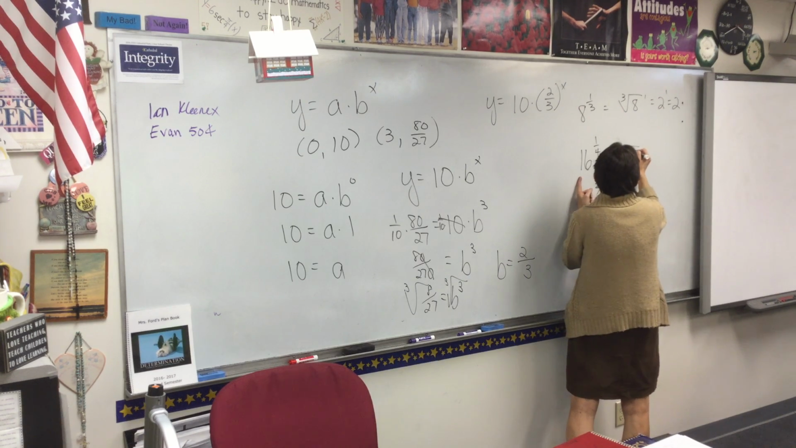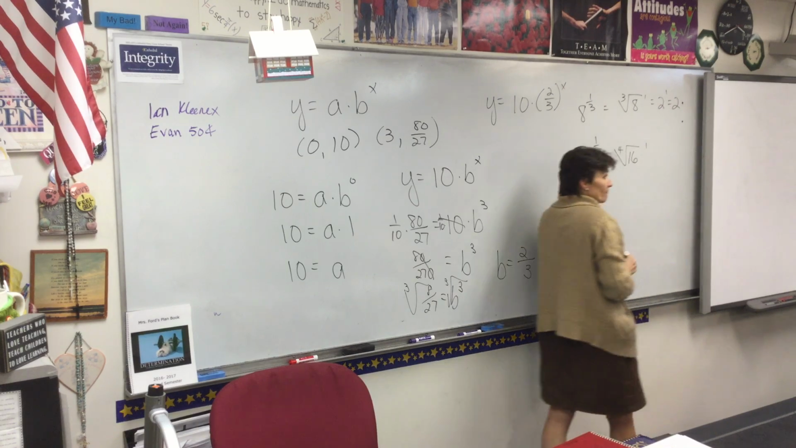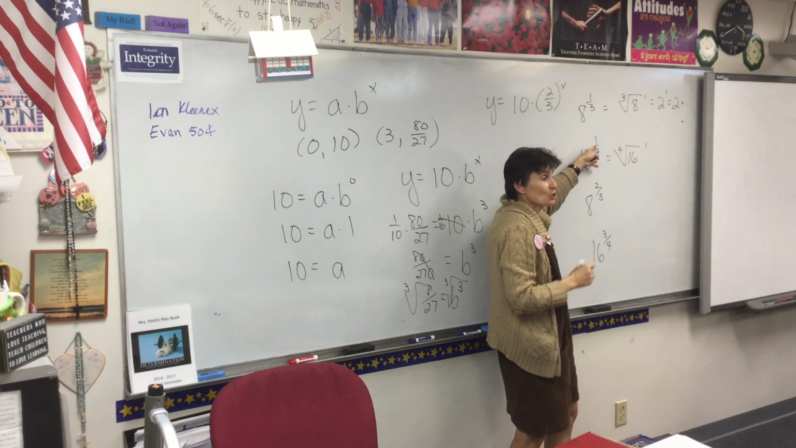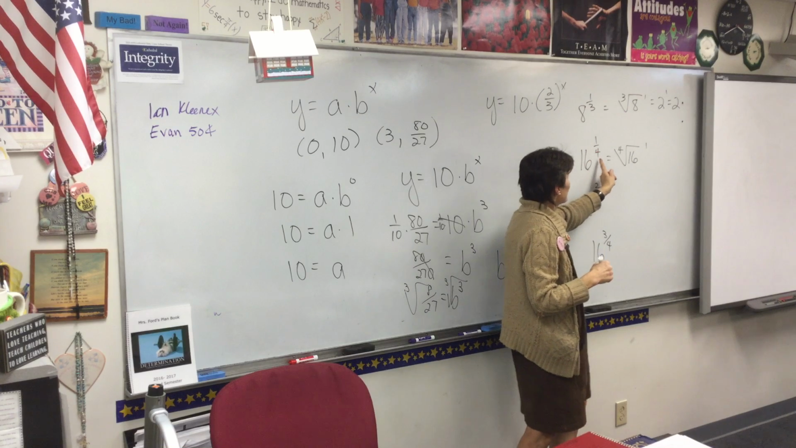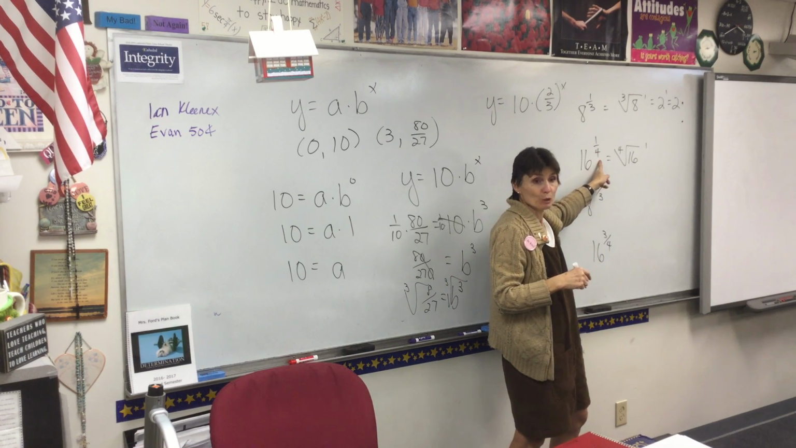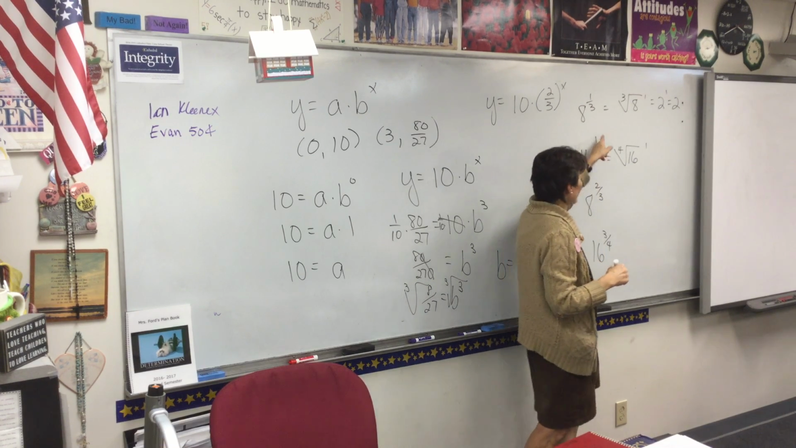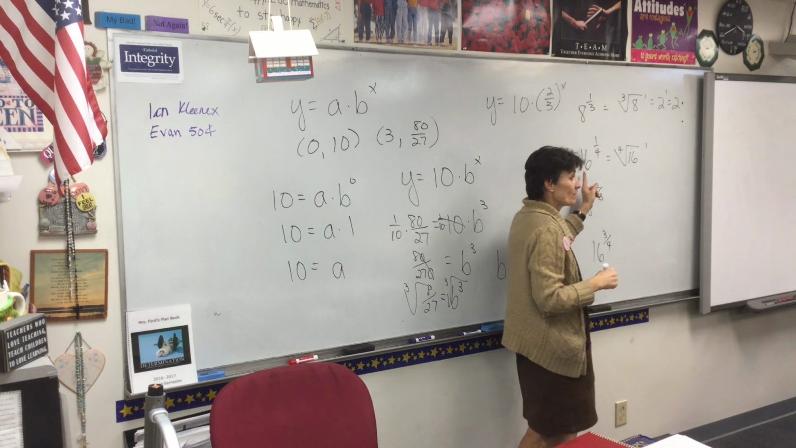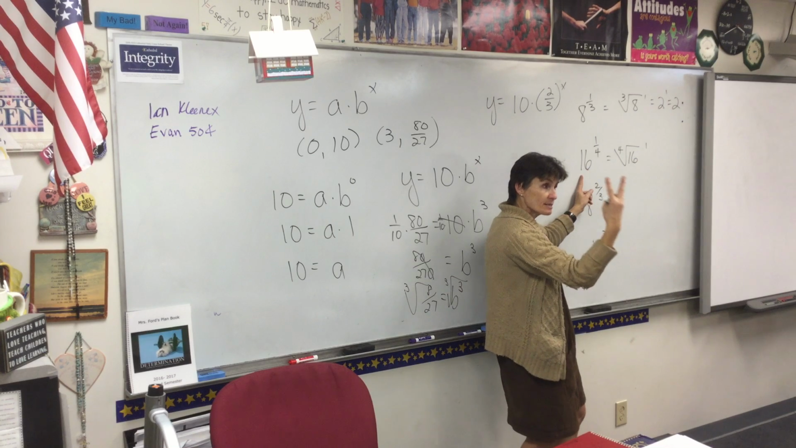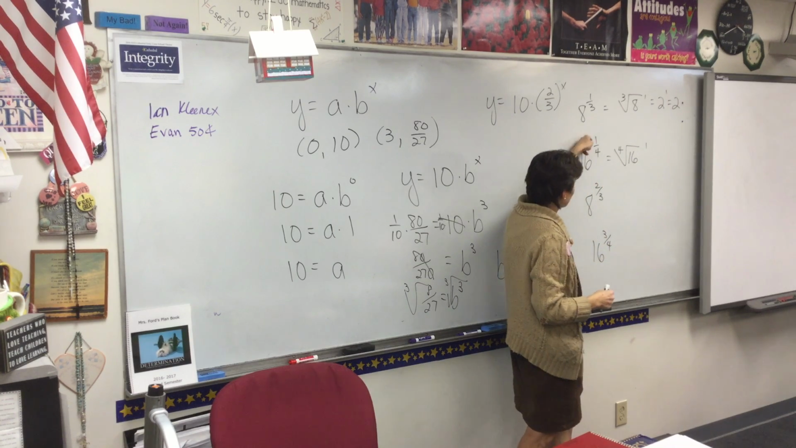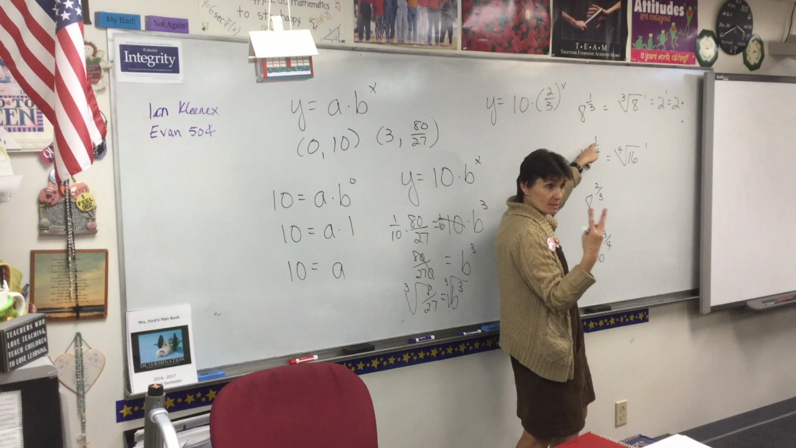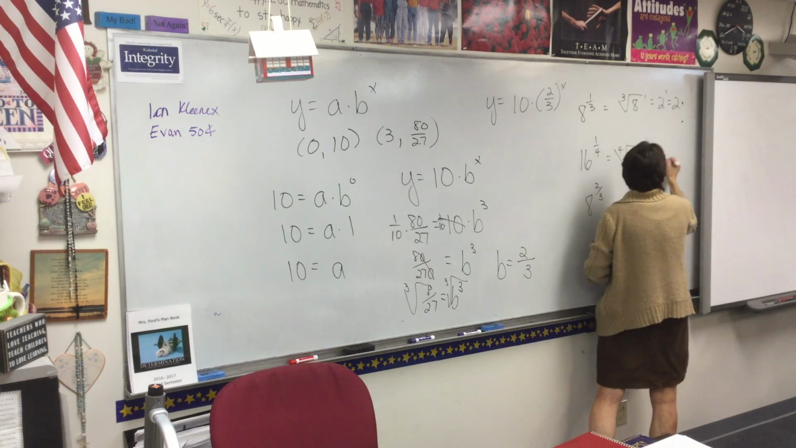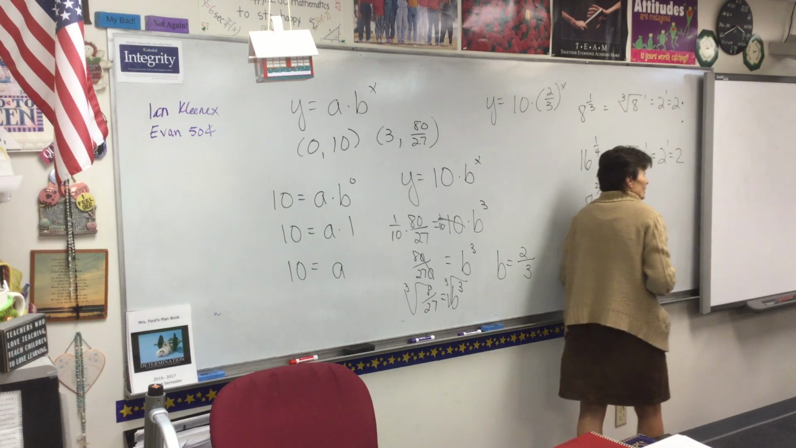4th root of 16 to the 1st. Your fractional exponent, the denominator tells you the root, the numerator tells you the power. So I say the 4th root of 16, which is 2, to the 1st power, which is 2. So this is 2 to the 1st, which is 2.